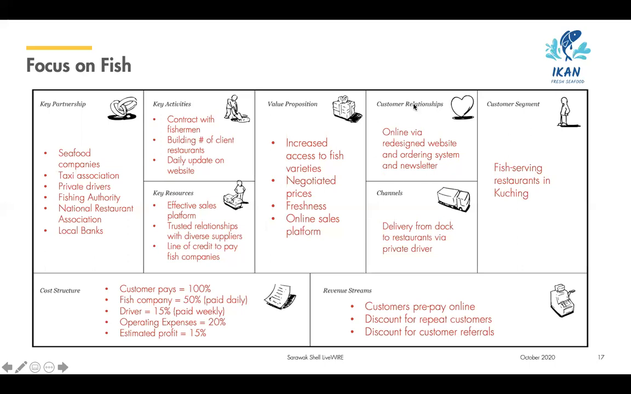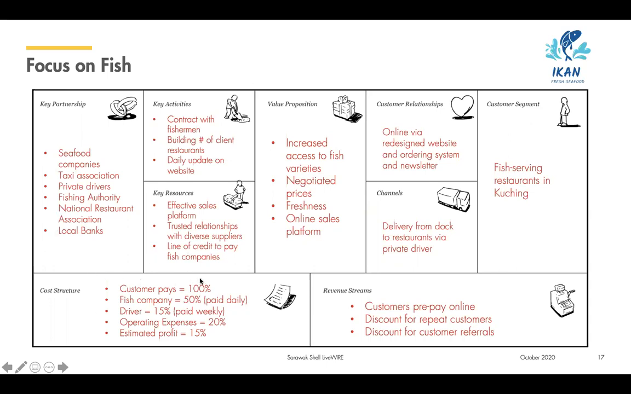So customer relationship is fully online, and there's a newsletter to update customers on maybe tips and seasons and all that. Next is a delivery from the dock to restaurants using private drivers. So there's drivers that we need to pay as well. Looking at the key activities: contract with fishermen, building number of client restaurants, daily update on website. Key resources: sales platform, relationship with diverse suppliers, line of credit to pay fish companies. And then key partnership with seafood, taxi association, private drivers, fishing authority, National Restaurant Association, and local banks.